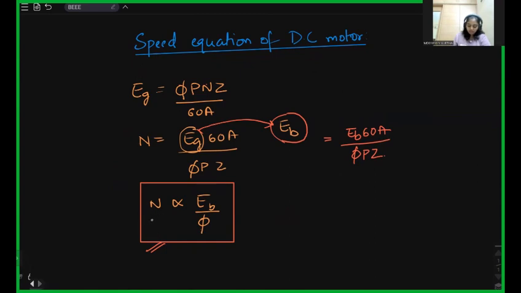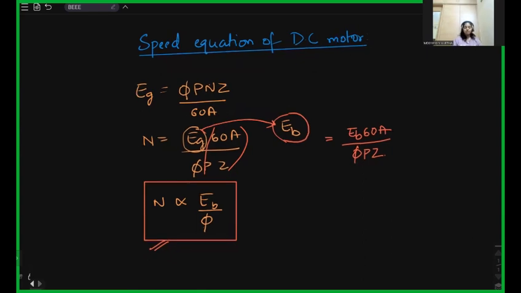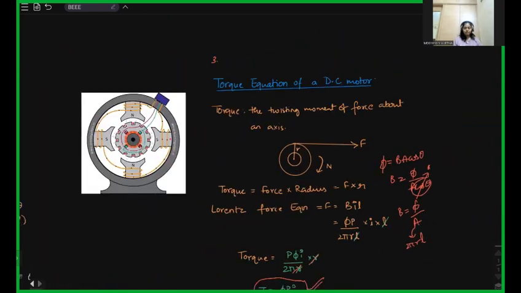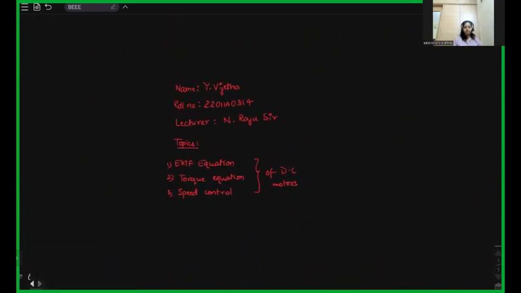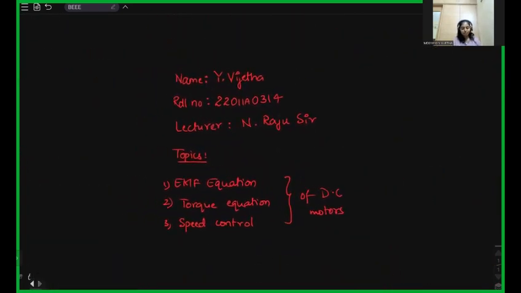Finally, from this, we can conclude that RPM is proportional to Eb and also inversely to flux, because the rest are all constants. So it is only dependent on Eb and flux. The more rotations you have, the less flux is produced, and the fewer rotations, the more flux is produced, by this equation. So these are the equations and derivations which we need to remember.